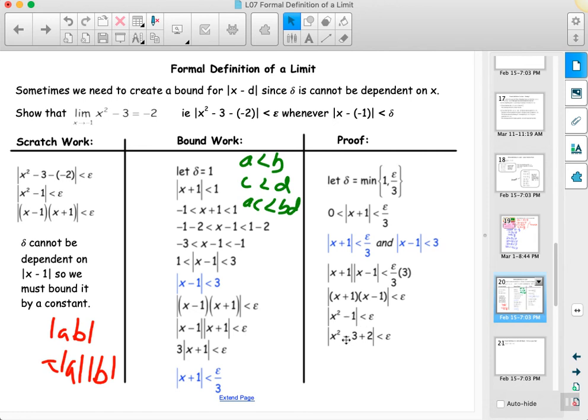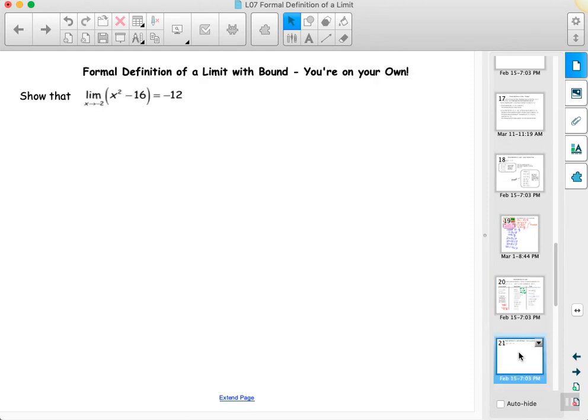And now I can break that apart into the absolute value of x squared minus 3 plus 2, which then can become the absolute value of x squared minus 3 take away negative 2, and then I've built back up to there. So again, this one has an extra step. You're going to have to allow delta to be 1 so you can find a bound for the other, I guess I'm going to call that binomial factor. So you're going to try that on this one.